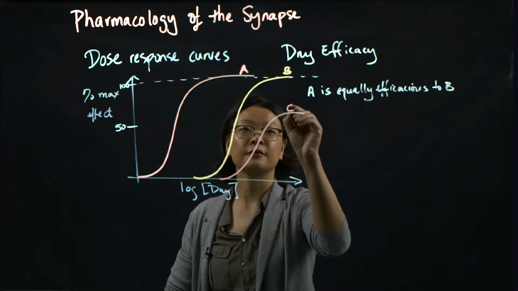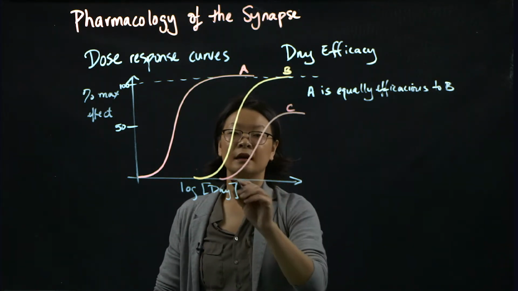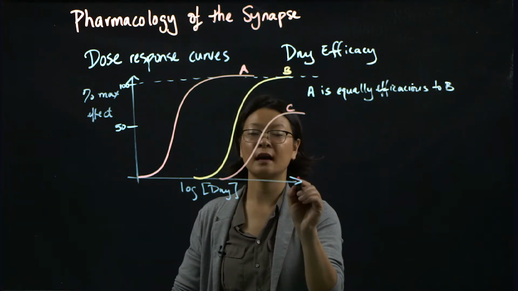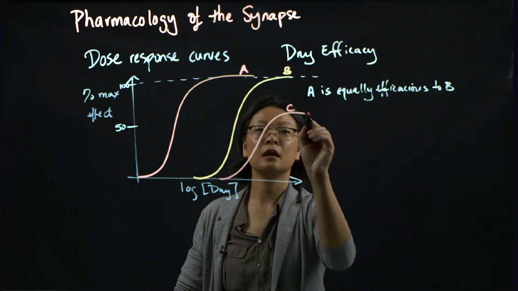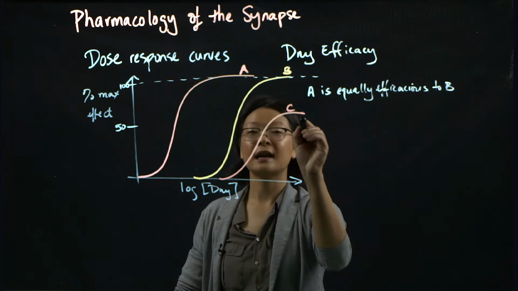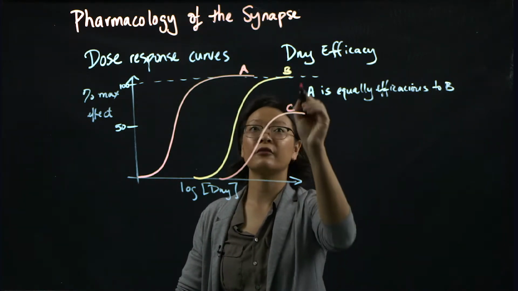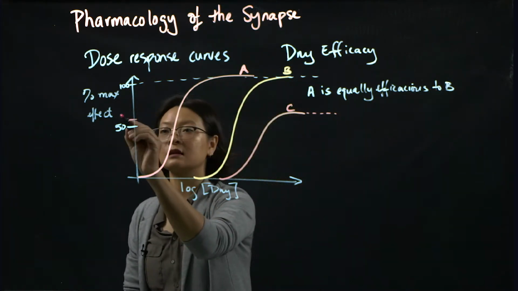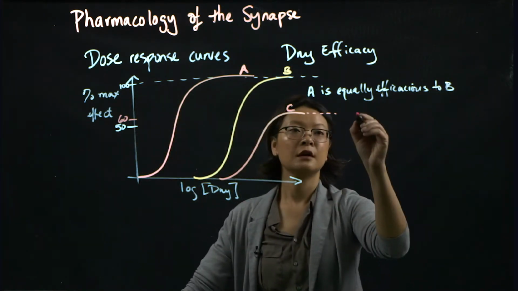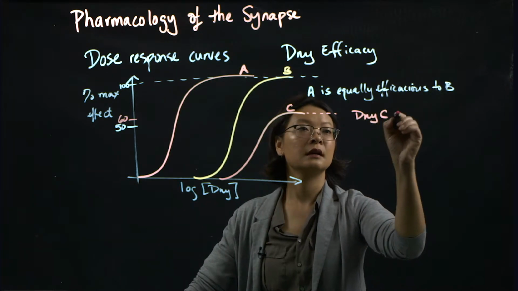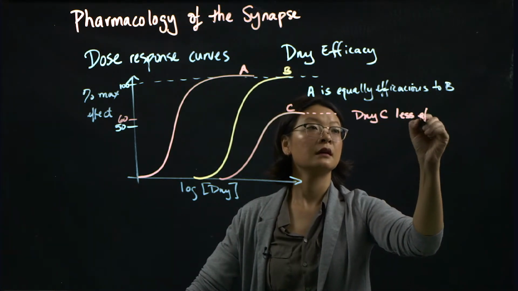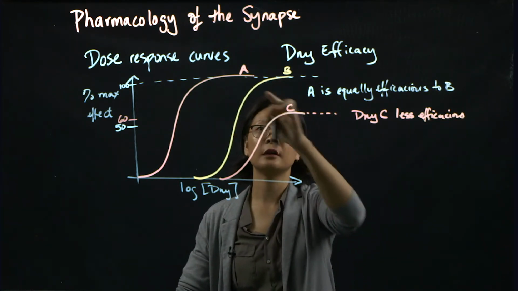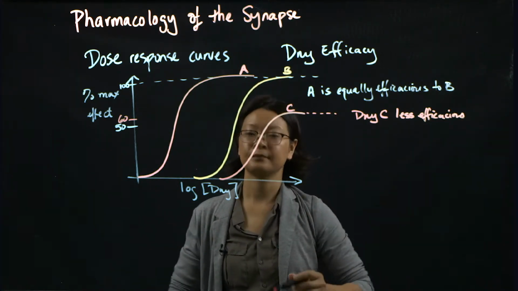If we draw another drug here, and this is the effect of drug C, you can tell here that with C, no matter how much drug you add, increasing concentration, the max effect that you get from drug C will never approach 100%. It tops out, let's say around this, at 60%. So drug C is less efficacious compared to both drug A and B.